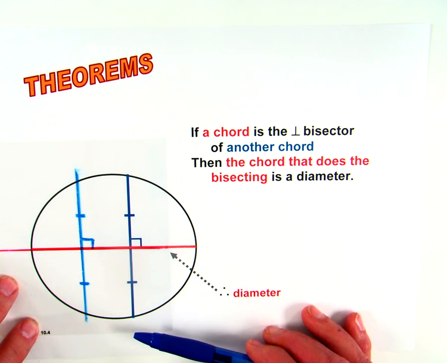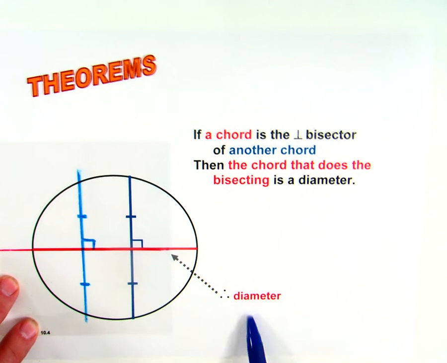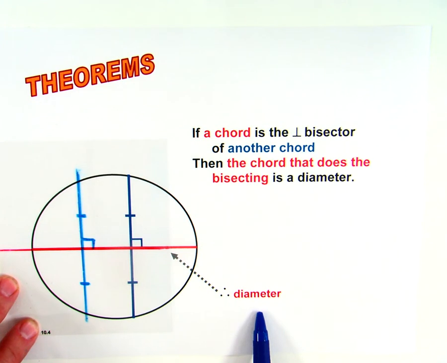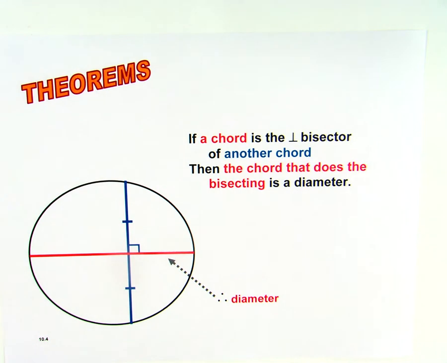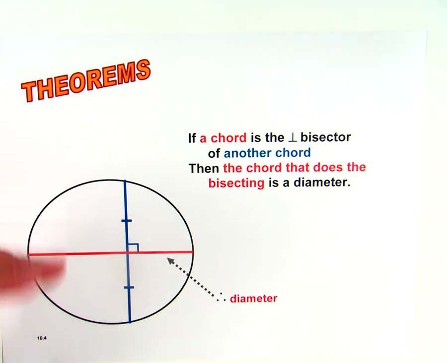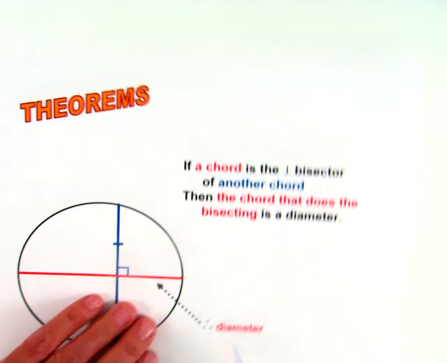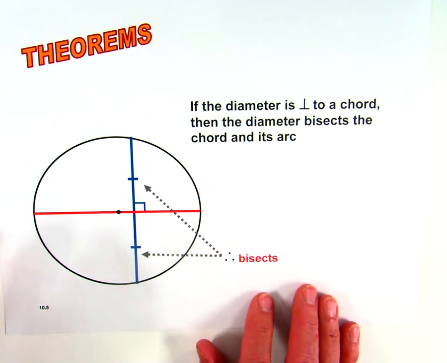That makes the middle. What's the middle of a circle? It's the diameter. So we have our theorem here that if a chord is the perpendicular bisector of another chord, then the chord that does the bisecting is a diameter. Half on top, half on bottom. It's always that way as you slide it along. This is not exactly a converse, but it kind of acts a little bit like one, so go ahead and make note of this one as well.